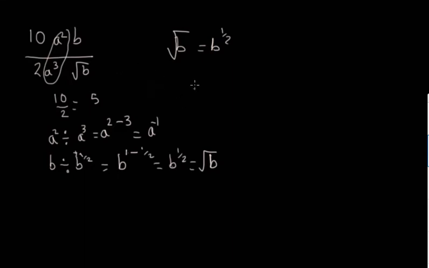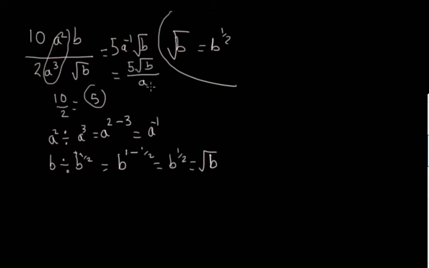So let's slot all these back in. We've got the 5, then we've got a to the minus 1, and then we've got the square root of b. And this can be written as 5 square root of b over a, because a to the minus 1 is 1 over a. So this one is a wee bit more involved, but if we just take our time, we can work it all out.